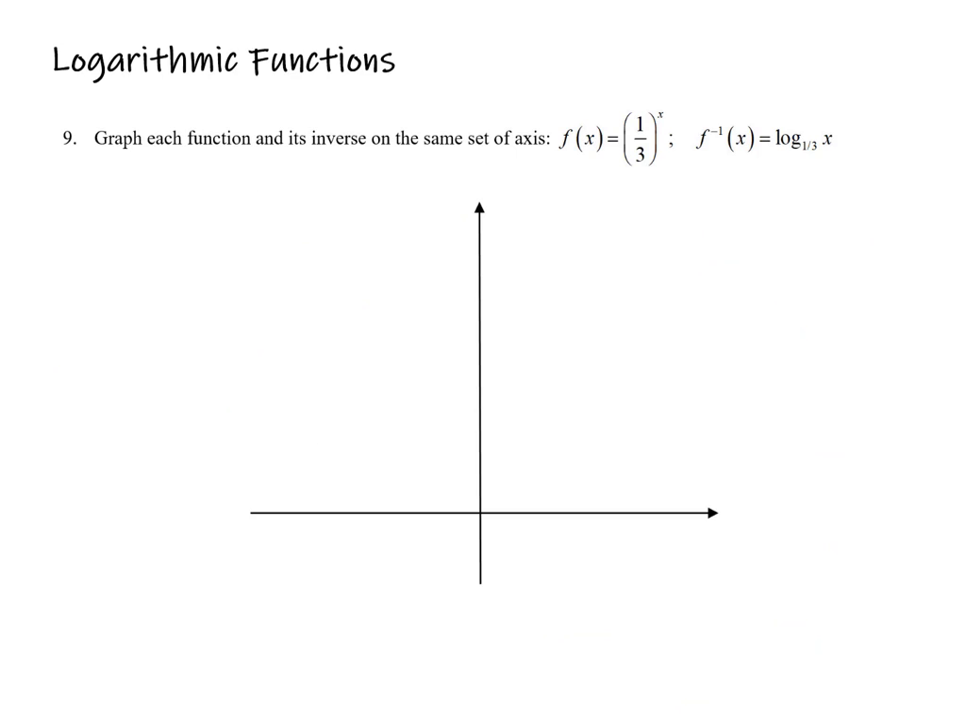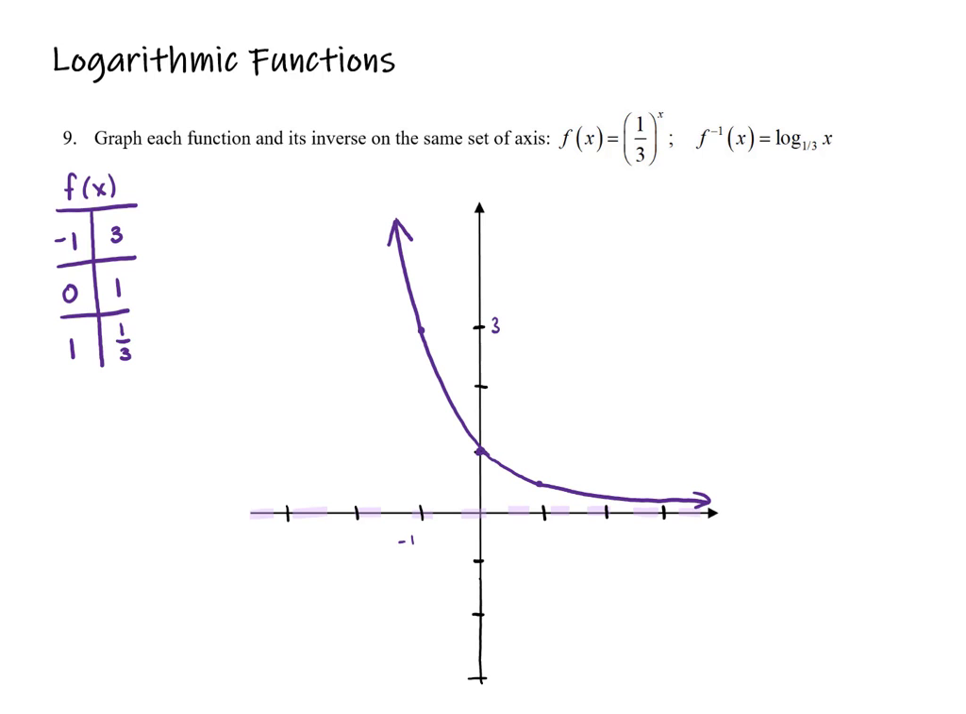We want to graph each function and its inverse on this axis. So I will go ahead and write f of x with a table. And 1/3 to the negative 1 power is 3. 1/3 to the 0 power is 1. And 1/3 to the 1 power is 1/3. So those are the points we're going to put in. So there's the graph of f of x.